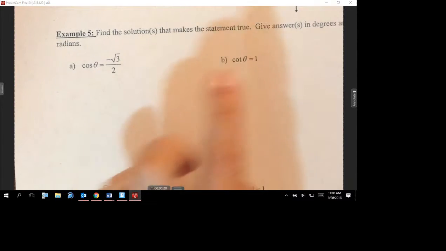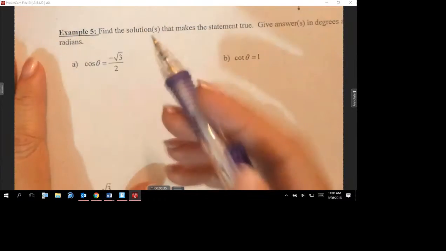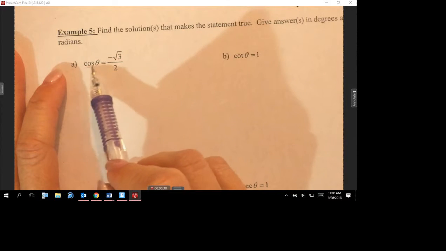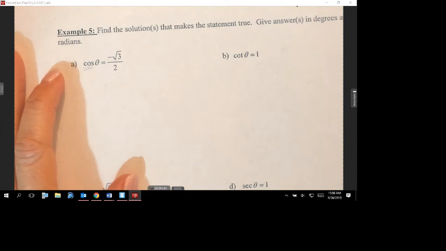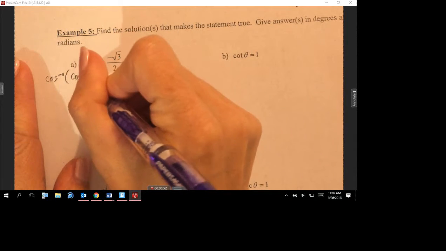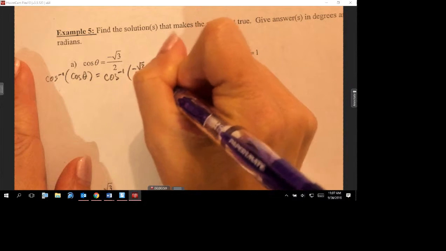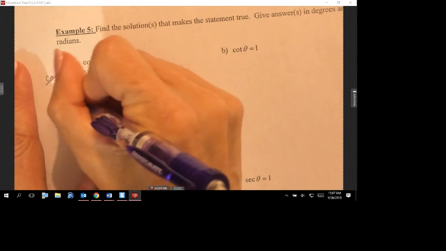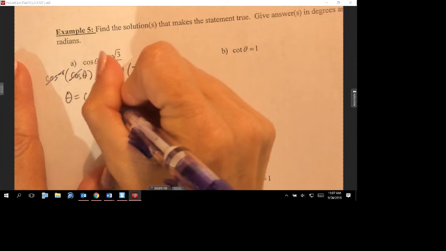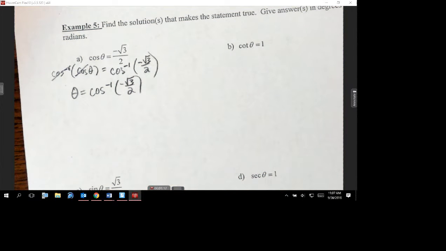Also, if you read the directions and it says give answer in degrees and radians, hope you know we're finding an angle. Remember, if you're solving an equation, you have to do whatever gets rid of cosine. How can we possibly get rid of cosine? Inverse cosine. So you are doing inverse cosine of cosine theta, and on the other side inverse cosine of negative radical 3 over 2. Inverse cosine cancels out cosine, and you get theta is equal to inverse cosine of negative radical 3 over 2. That's how you get theta by itself.